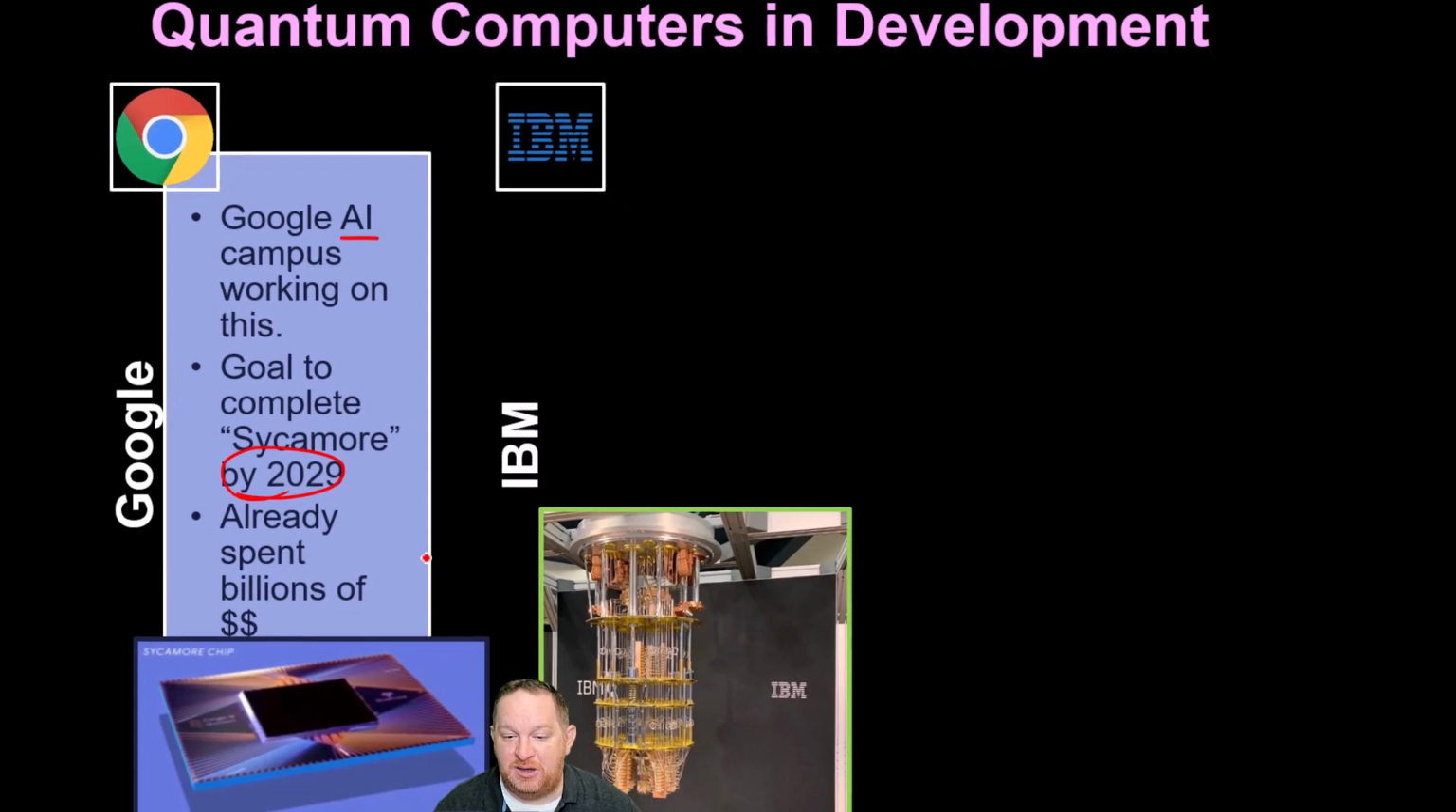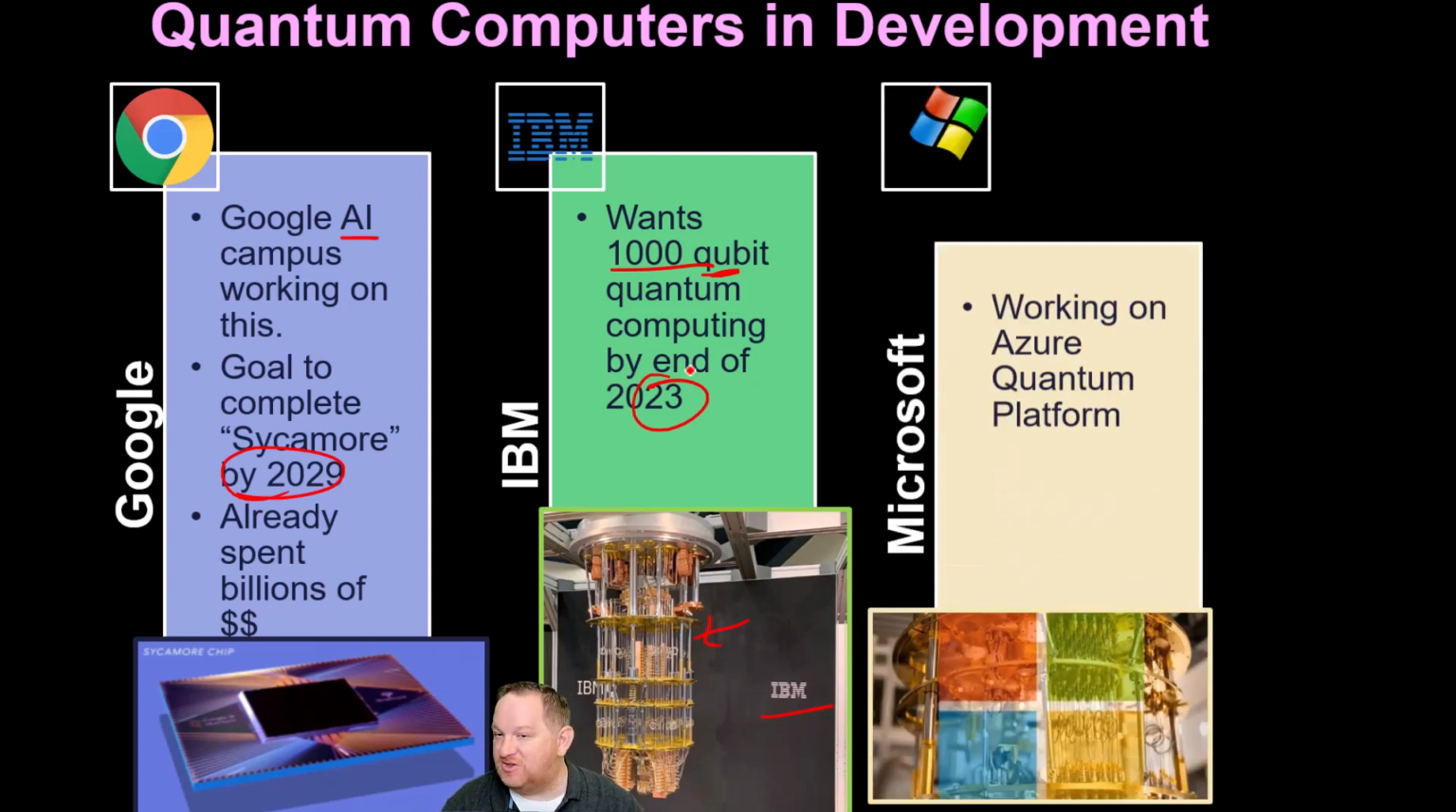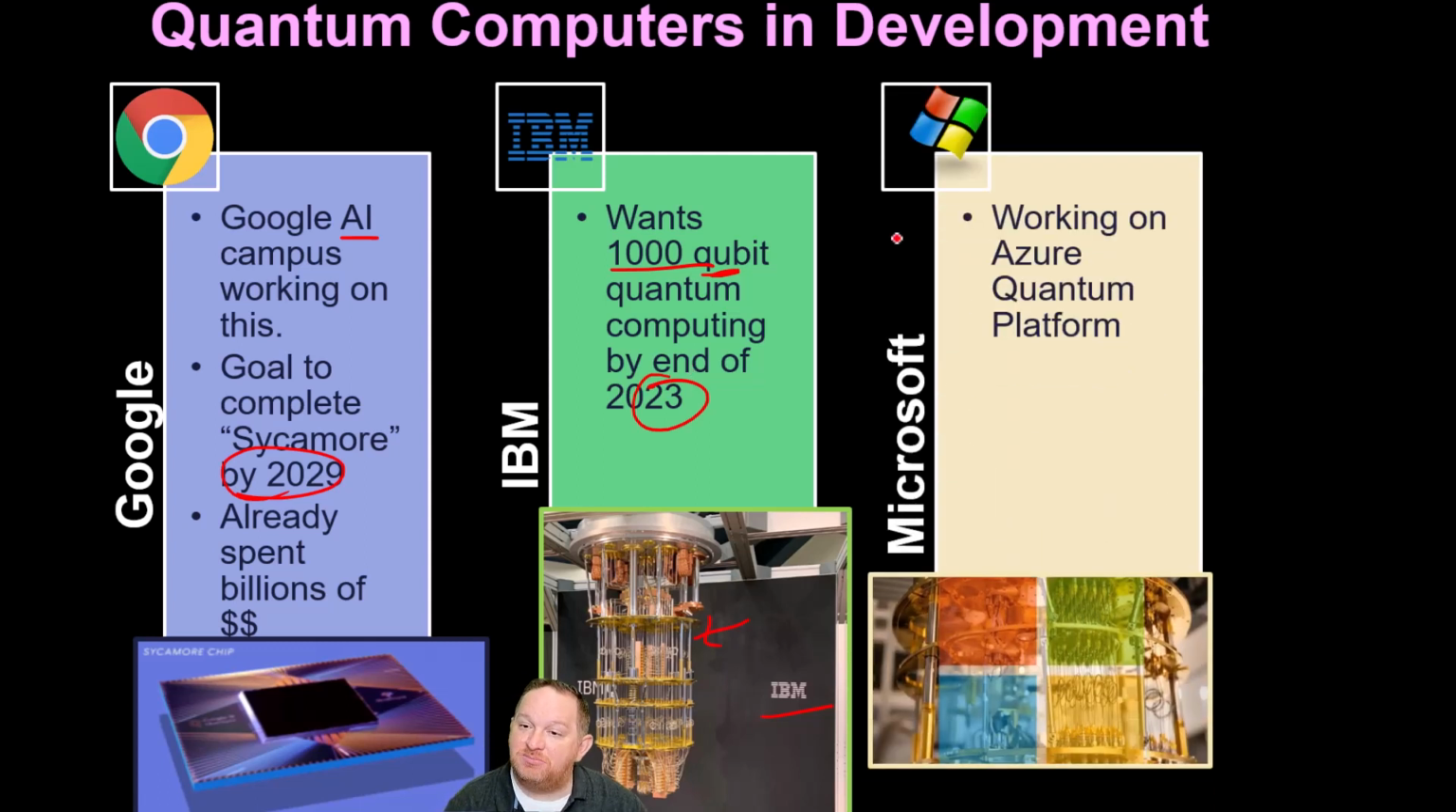IBM, same thing. Here's actually that picture I showed you earlier from IBM. And they're wanting a 1,000 qubit quantum computing by the end of 23. That's a pretty lofty goal. We'll see how it goes. Microsoft, too, of course, their quantum platform is the Azure platform. So you can see the big three names are working on this. They're putting a lot of money into it. That really tells us that if these three big are putting into it, we're probably going to see some major developments going on.